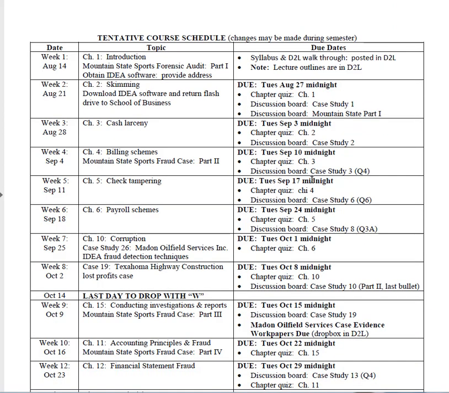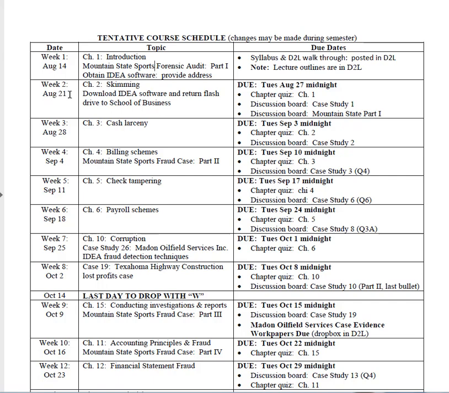Here are the assignments by week. So this is week 1, August 14th. Hopefully you're listening to this during week 1. And we will be doing the first chapter in the textbook, and we'll be talking about the part 1 of Mountain State, and you'll be getting your IDEA software. So those are the things happening this week. Here are the due dates. There's nothing in particular due in week 1.